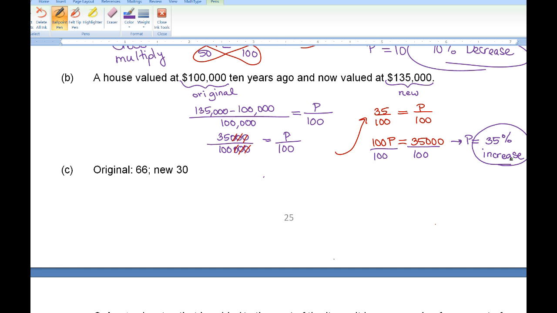Okay, let's try the next one. 66 is the original. The new value is 30. So you do 66 minus 30 over 66 equals P over 100. Remember, on the top left side we're always subtracting. So just take the bigger one minus the smaller one. So you said 36 over 66 equals P over 100.